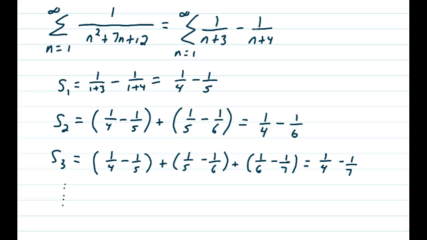We continue to s sub 3. Again, we write down the first two that we already discovered, and we see another piece of 1/6 minus 1/7. Again, you'll see some cancellation, which results in the 1/4 at the beginning minus just the last fraction at the back, 1/7. From this, we can see that the nth sum, which we call s sub n, is simply going to be the 1/4 at the beginning, which never disappeared, minus the fraction at the end, which the formula for that is 1 over n plus 4.